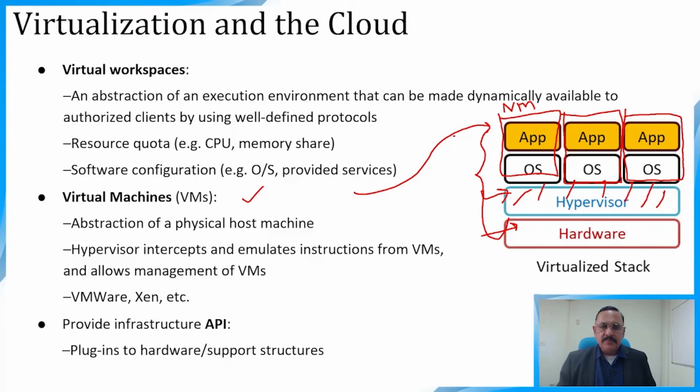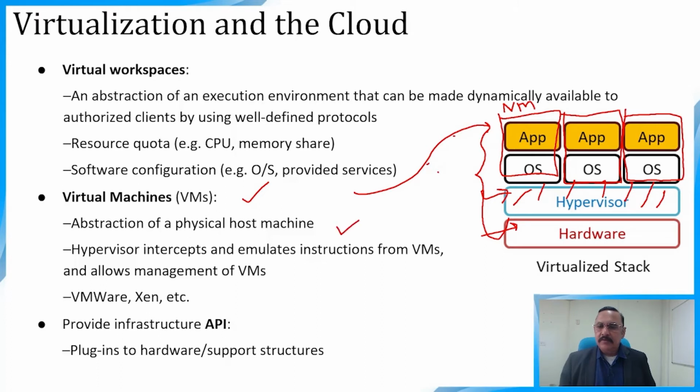So, if you see this particular virtual machine, it becomes an abstraction of the physical host machine. You can see that this particular application is running on its own operating system, the other application is running on another host operating system, and all these 3 different virtual machines become an abstraction of a physical host machine.